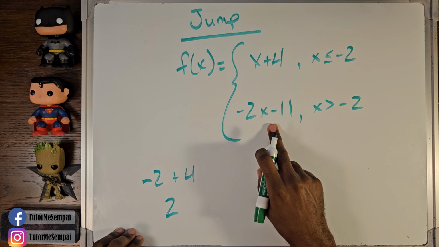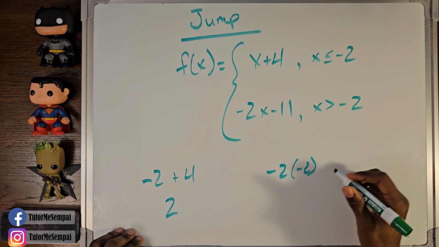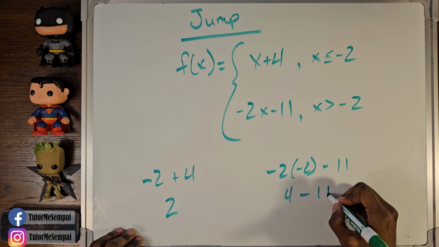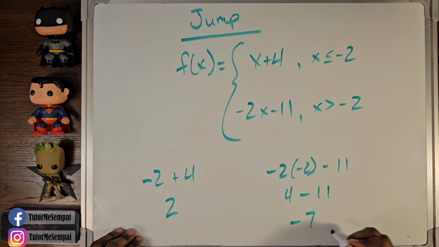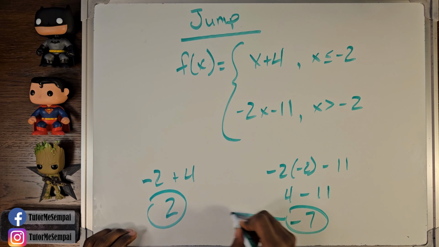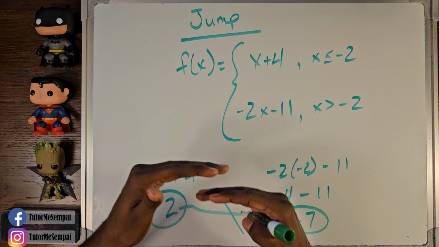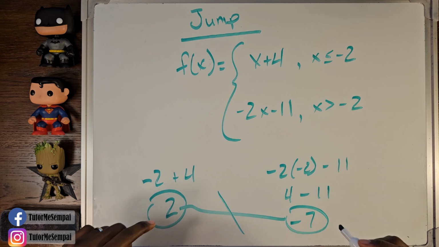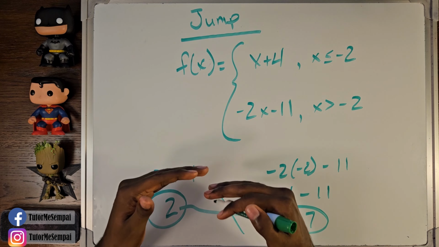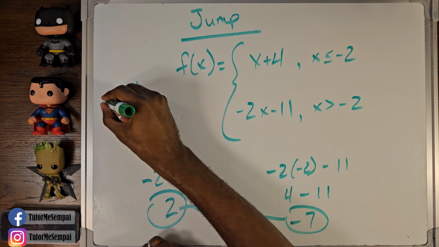If you plug in negative 2 to the bottom, you'll see you have negative 2 times negative 2 minus 11, which gives you a 4 minus 11, which gives you a negative 7. These do not equal. Therefore, there's going to be a discontinuous action happening where they're supposed to meet at negative 2, thus causing our jump. Remember, your jumps are going to look a little something like this.